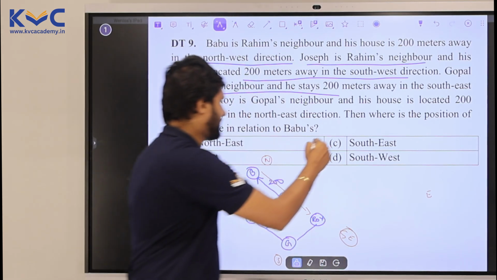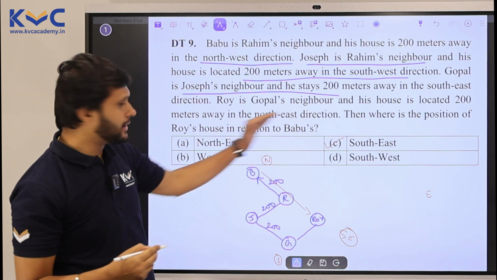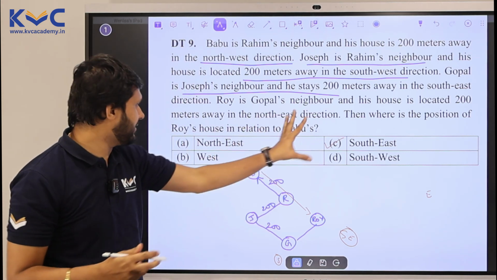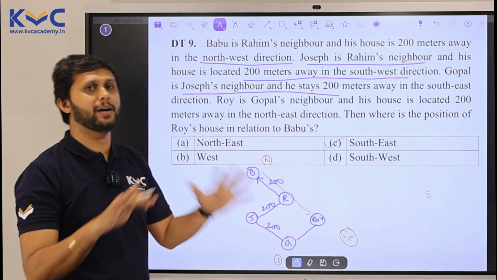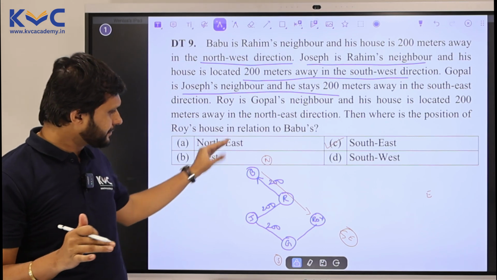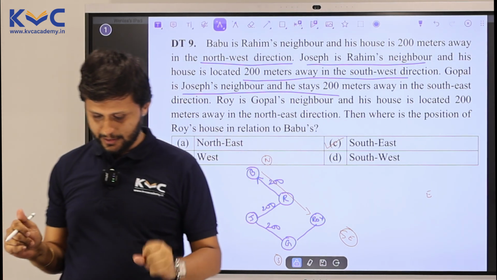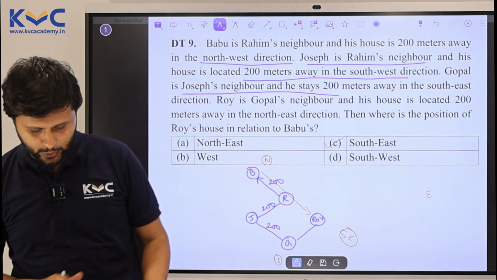Southeast. Southeast is there in the options and that is the right answer. See, even when they give the options, they have not given east anyway. West they have given because it's definitely out. Even if your lines are not straight, it's still fine. You will get the answer southeast direction. Fine. We'll move on to the next question.